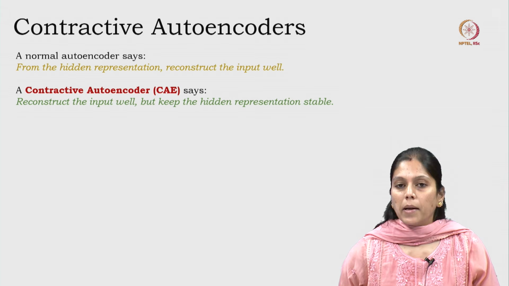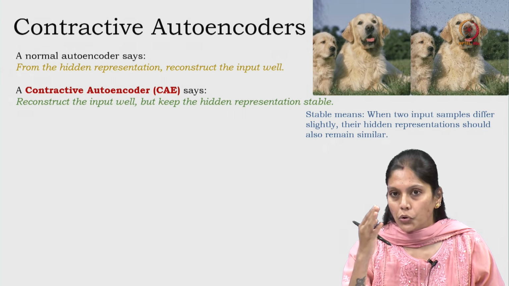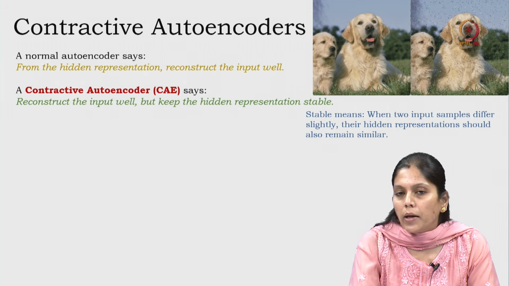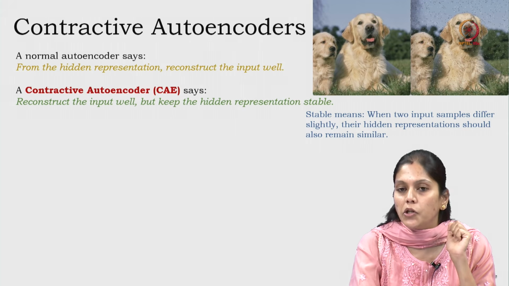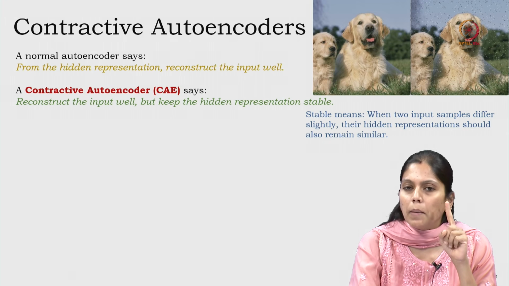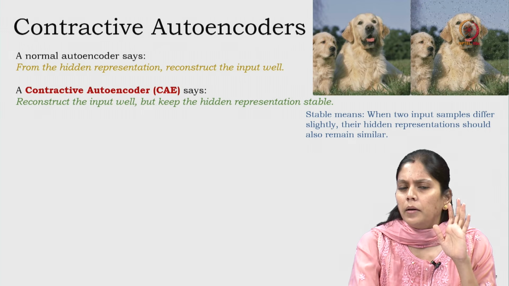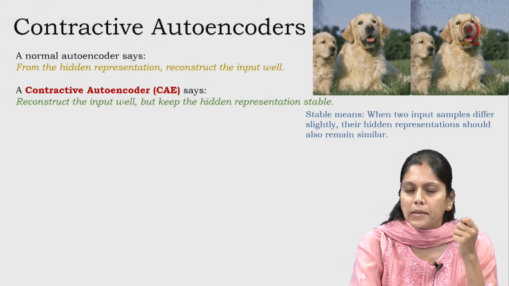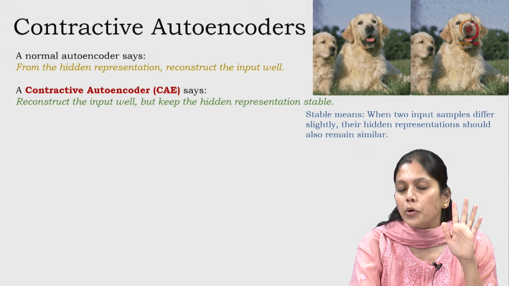Now, what exactly we mean by stable here is, suppose we have two inputs. Let us say those two inputs are these two. Now, I will pause here for a few seconds, observe it very carefully. What is the difference between these two images? There is absolutely no difference with respect to features, right? The difference is only because there is some noise that has been added to the other image. So, when two input samples differ very slightly, their hidden representation should remain very close, or their hidden representation should remain very similar.